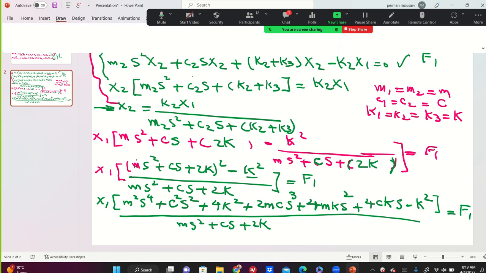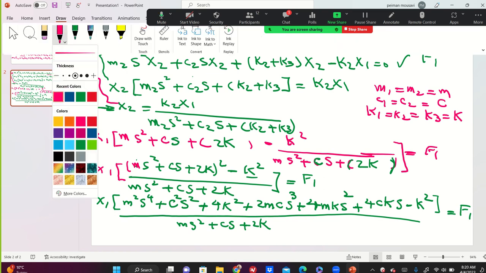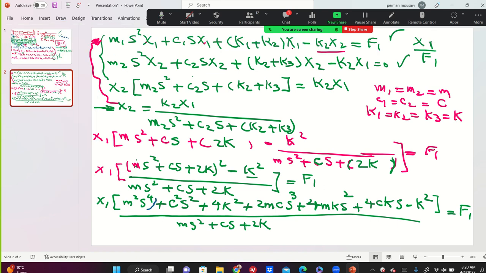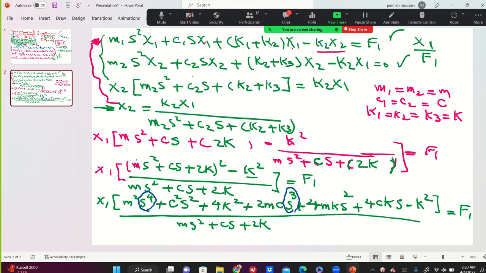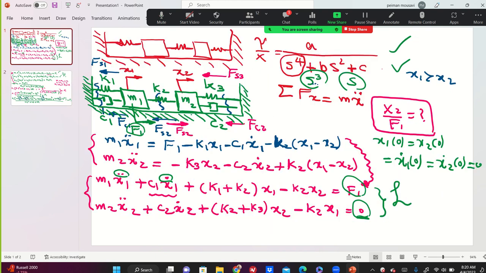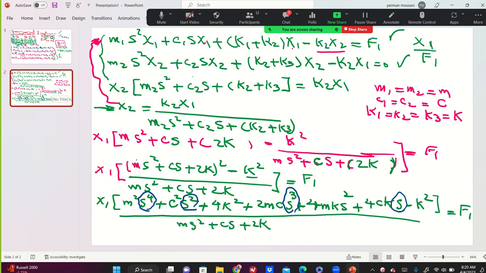Guys, now look at here, all of you. Despite the previous case, when I add damper, you have S4, S cube that we were missing. Look at here, we were missing S squared, S that we were missing. See, we were missing here. And also this has S squared here. And the constant numbers. Okay.